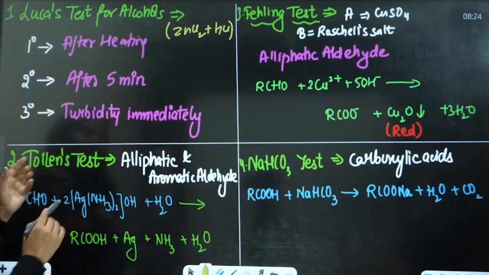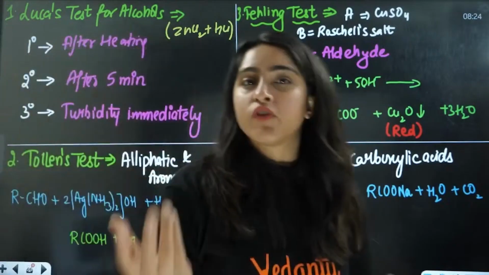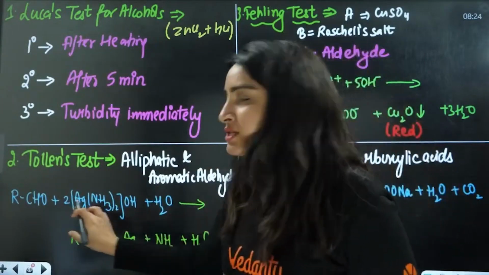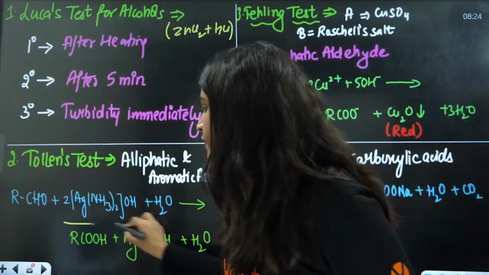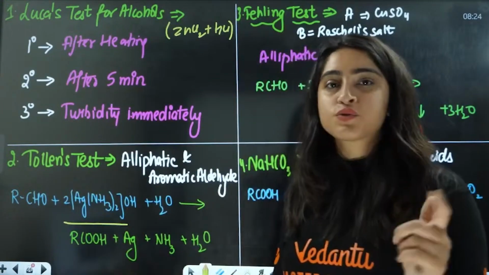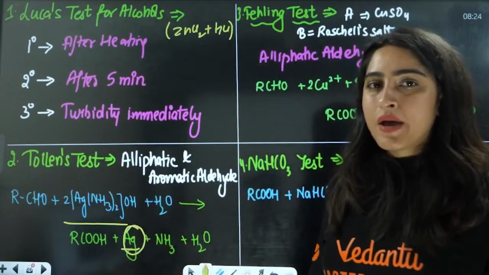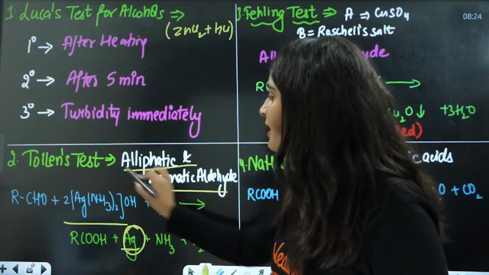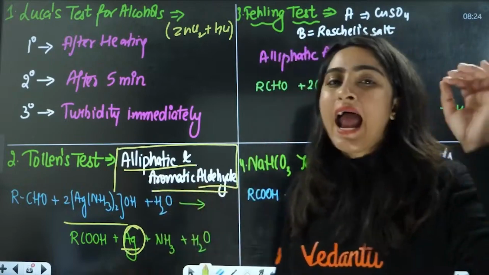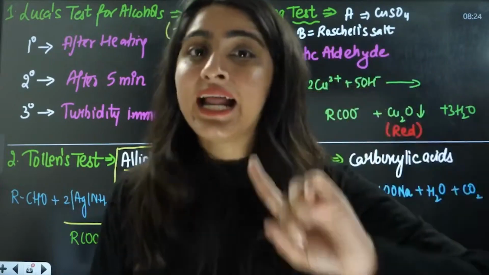Then we have the second, that is the Tollens test. Tollens test is the silver mirror test. Here you have this complex of silver, where the oxidation state of silver is +1, and this is converted into a silver mirror. And this is very important. This is for aldehydes, both aliphatic and aromatic.